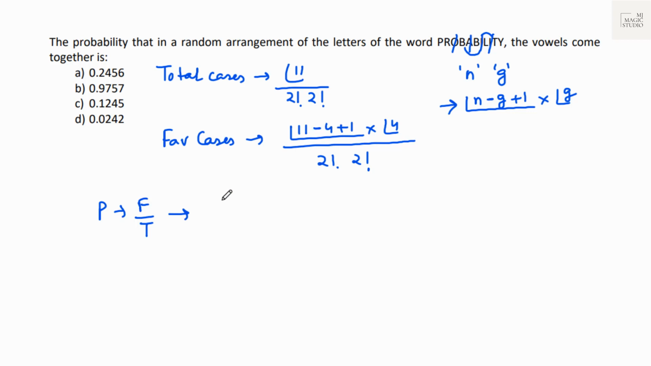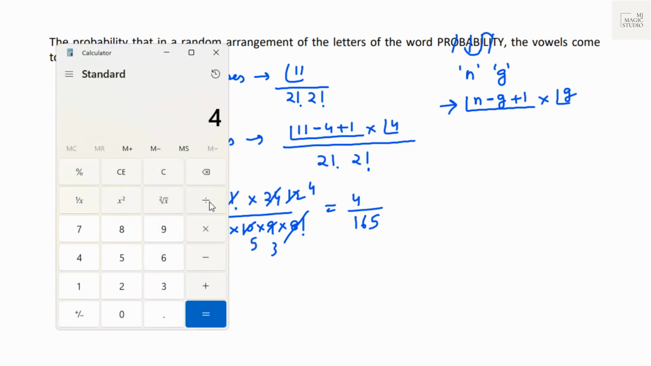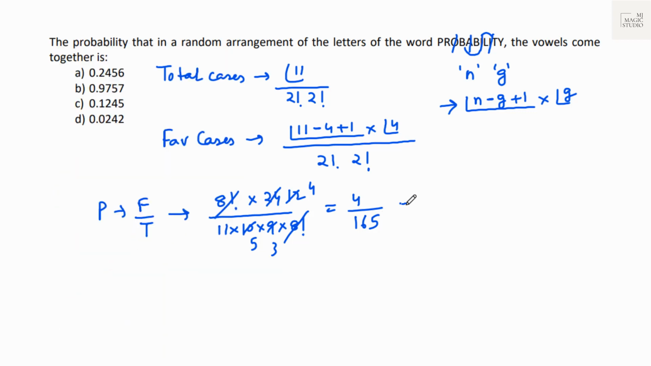So 11 plus 1, 12 minus 4 is 8. Factorial 8 into 24, divided by factorial 11, which can be written as 11 into 10 into 9 into factorial 8. Cancelling, we have 4 upon 15 into 11, which is 165. We can see the calculator value. So 4 by 165 is 0.0242, which features in option D.